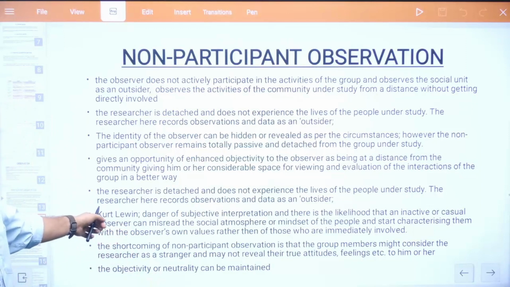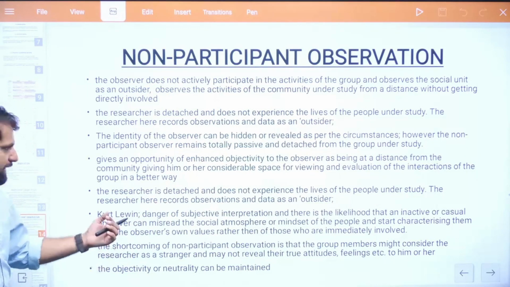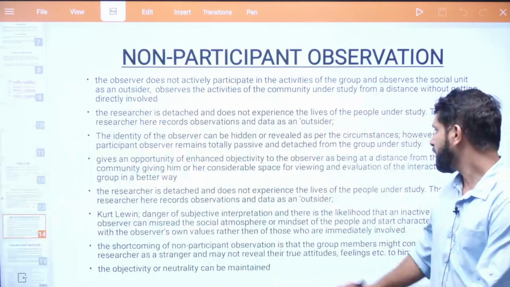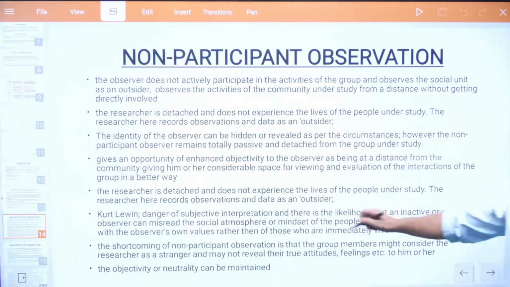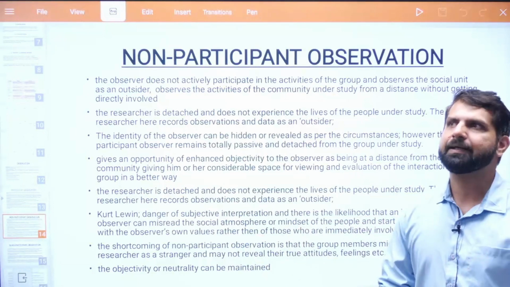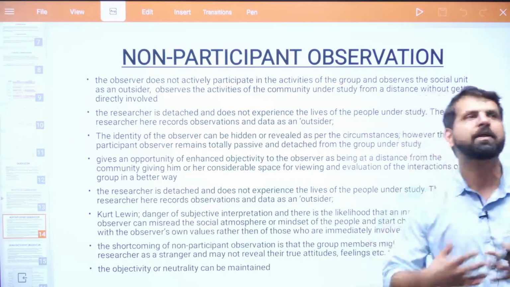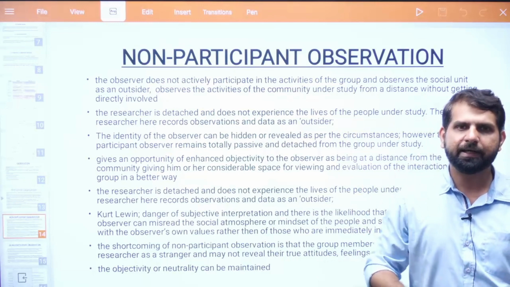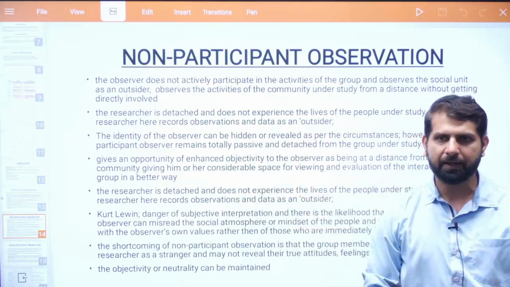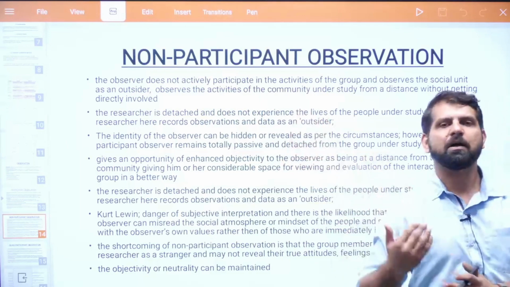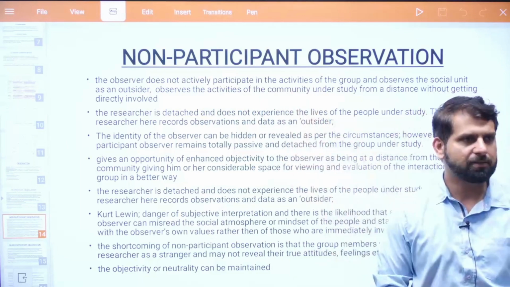So Kurt Lewin says the same thing, that there is a danger of subjective interpretation and the likelihood that an inactive or casual observer can misread the social reality. Okay. So if you are not assimilated, if you are not dissolved in that social reality, there will be high probabilities of misinterpretation. There can be multiple interpretations which might come up. And it is a very normal phenomenon. What we are doing is giving a scientific name to what is happening around us.